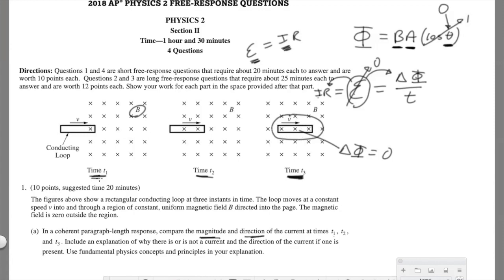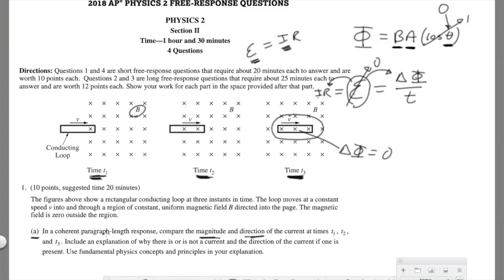Now, comparing time t1 and time t2, the change of flux is going to be equal. And the reason why is the loop is entering the field at a constant velocity. So the change in flux is going to be constant because the area of the loop exposed to the field is increasing at a constant rate. So that's pretty much the answer to A.